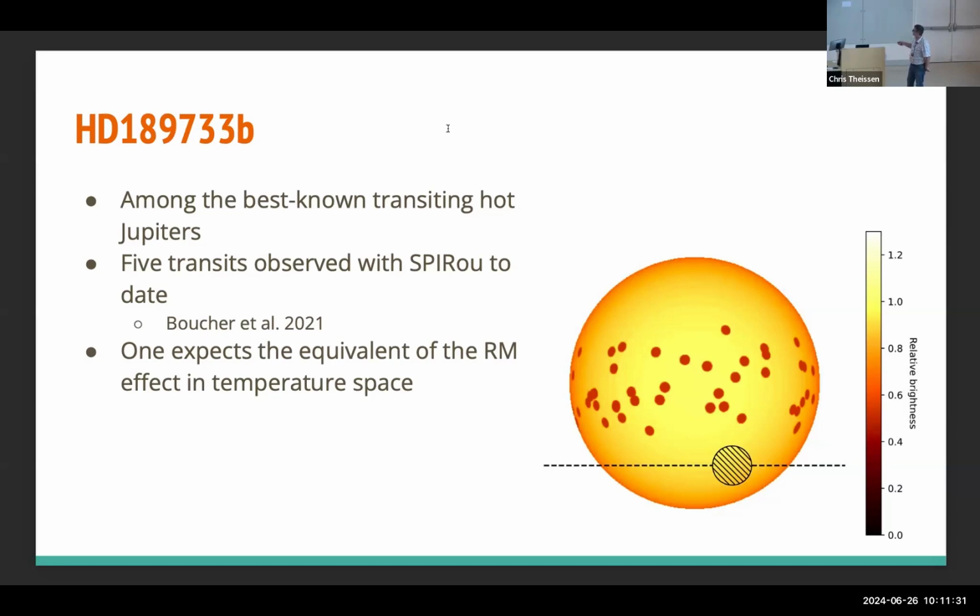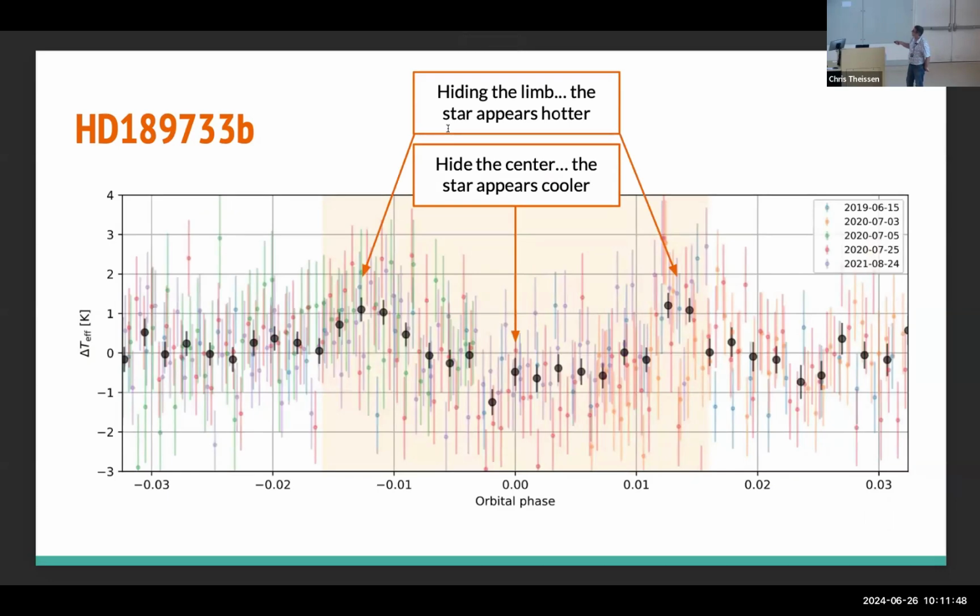So when you think of it, here you hide a cold part of the star at the limb. The star will look hotter. You get closer to the center. You hide a hotter region of the star, it will look basically cooler and so on. And is it there? It is there with about 1 Kelvin difference.